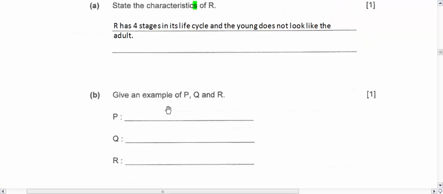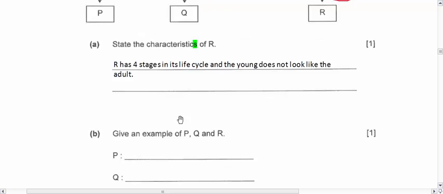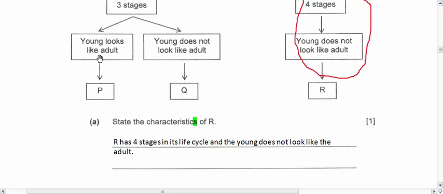For B, you're supposed to give an example of P, Q and R. P is basically 3 stages, young looks like the adult. Q is 3 stages, young does not look like the adult. And the only example I can think of now is actually a frog. For P, there are many examples, chicken, human beings, we are all 3 stages, and the young looks like the adult. And for R, 4 stages will be basically your insects, butterfly, your mosquito, and all the rest.